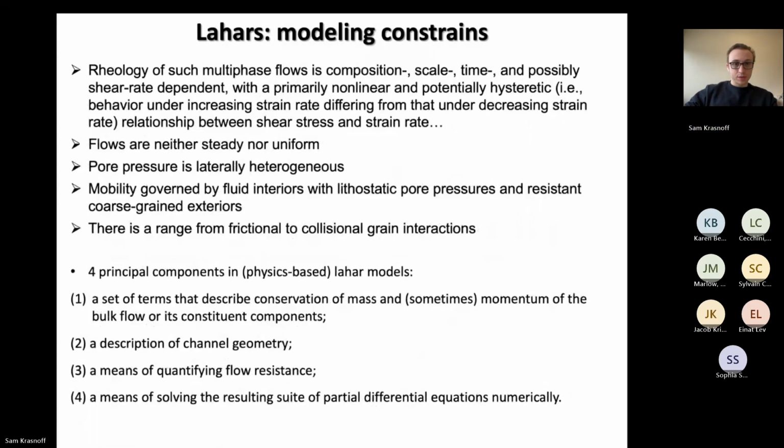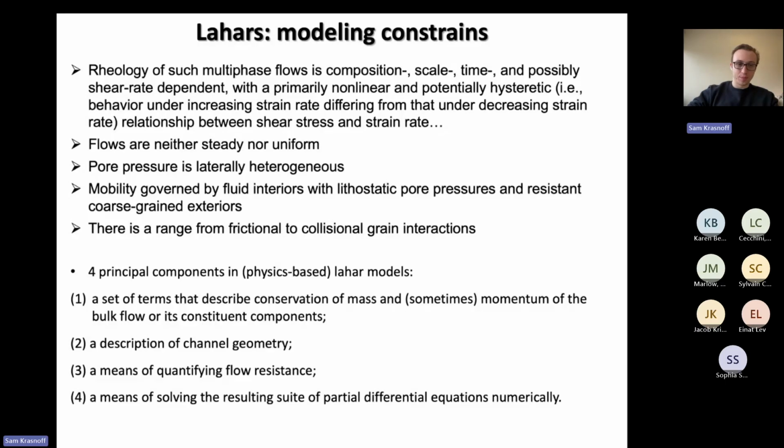All right, so some modeling constraints that often come up and are often simplified for different types of models. Because these are fundamentally multi-phase flows, they mostly have nonlinear behavior and increasing strain rates.